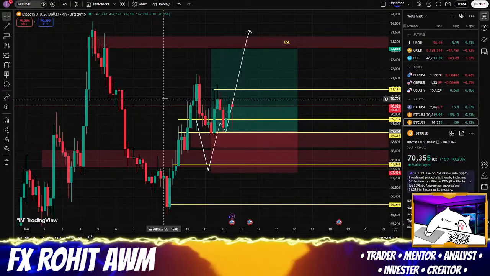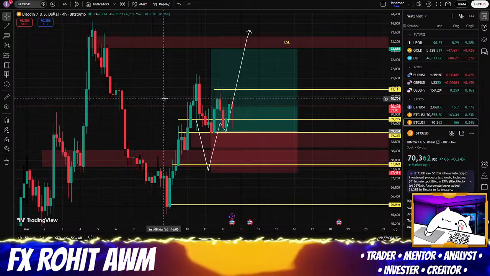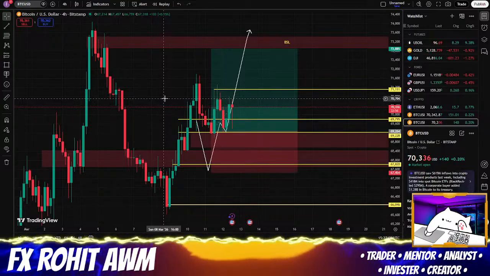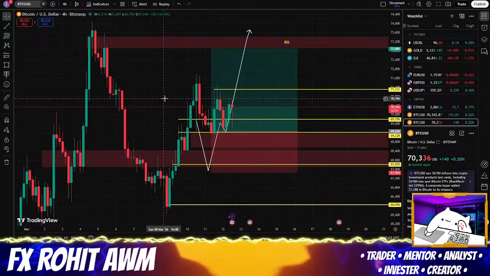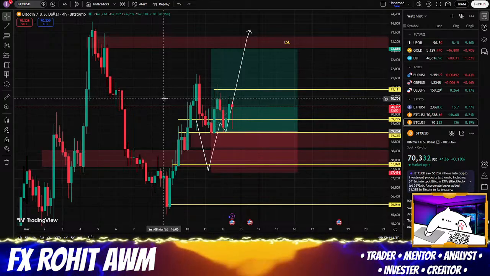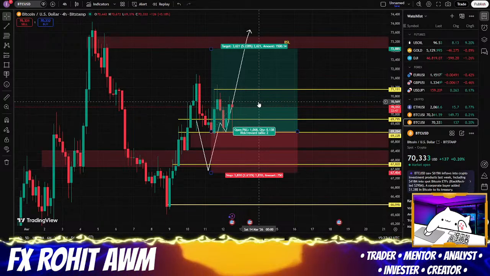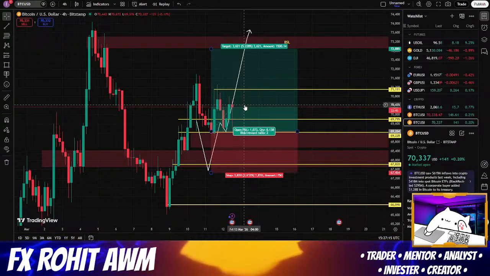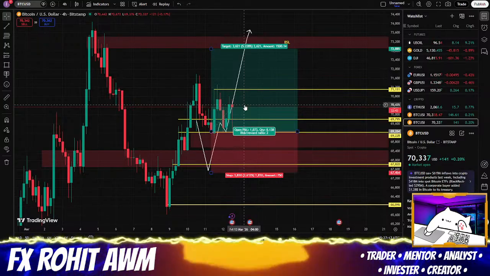So never increase your lot size because of greed, and never enter a trade just because you feel bored. The professional traders sometimes wait hours or even days for the right setup. Okay.